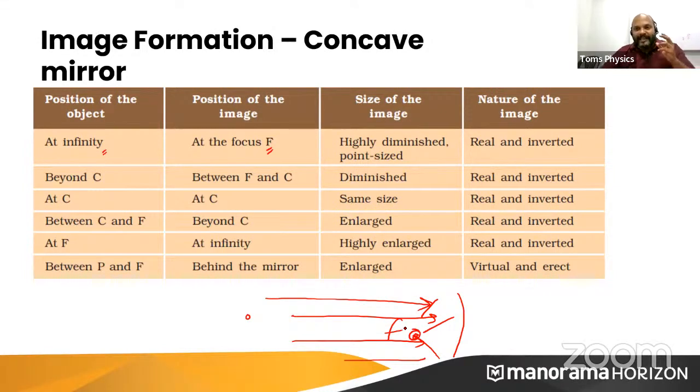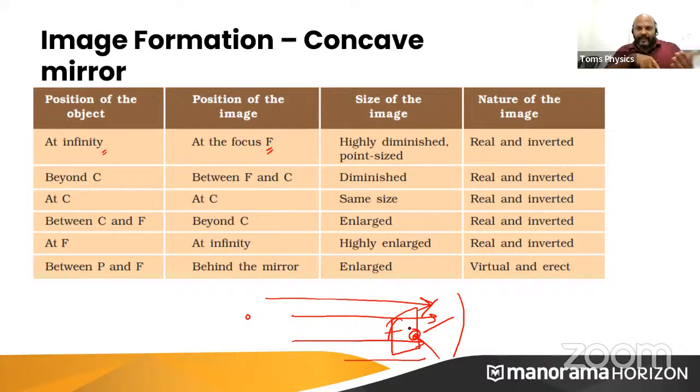So you are going to have a highly diminished, very, very bright point-sized image, and it is considered to be real and inverted. Why? If you place a screen here, a piece of paper or a piece of plastic, you will see the image of the object at that point on that screen.